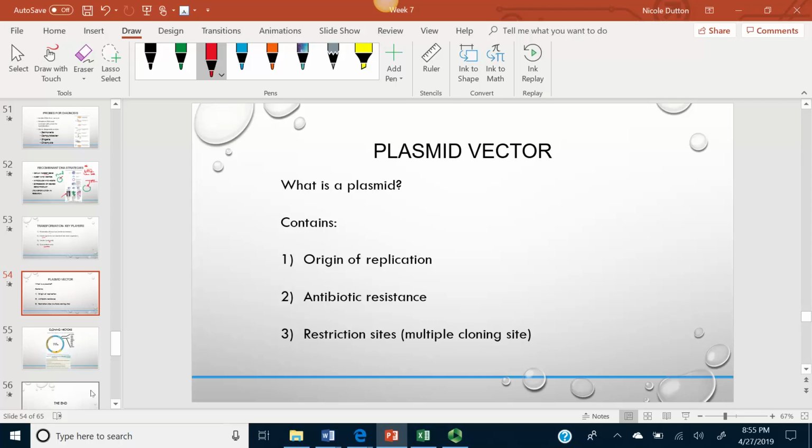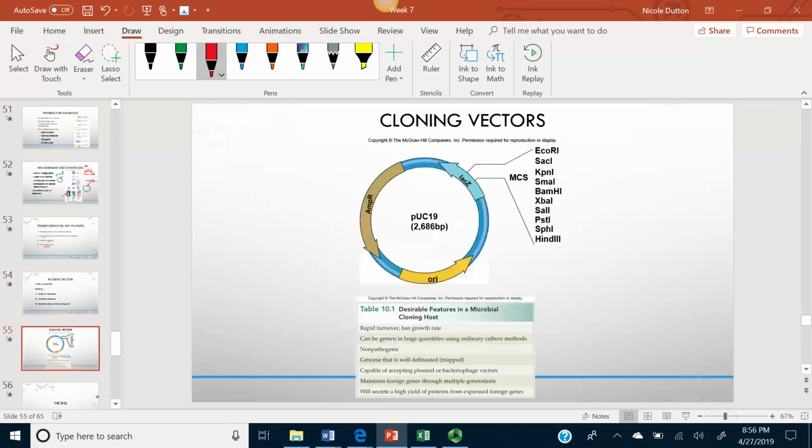So a plasmid, again, is a small circular piece of DNA that contains non-essential genes. So they're just extra genes. They can help the microorganism survive a little bit better, but they are not essential for the life of the microorganism. And there's three major parts that have to be present on the plasmid. First of all, the origin of replication. That's just a place where you can initiate replication. If you can't make copies of the plasmid, then it's useless. The second is an antibiotic resistance gene. And the third is restriction sites, so places that you can cut the plasmid open.